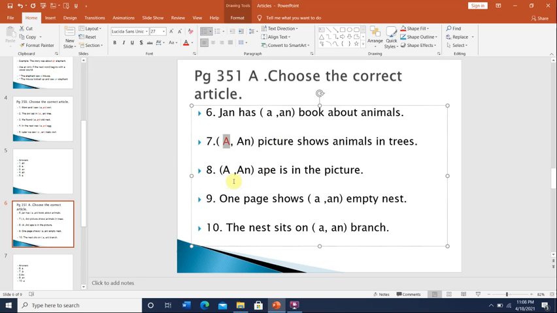A or an ape is in the picture. Ape is a kind of monkey. Ape begins with A, which is a vowel sound. So we choose: an ape is in the picture. One picture shows a or an empty nest. Empty begins with E. Is that a vowel? It's a vowel. Okay, the nest sits on a or an branch. The nest sits on a branch because branch begins with a consonant sound.